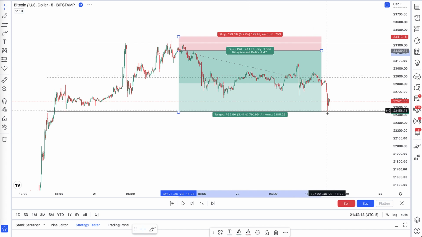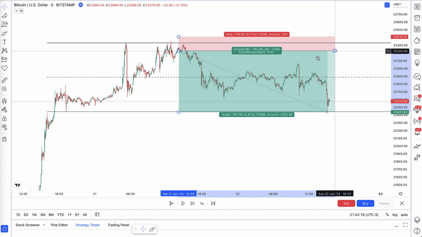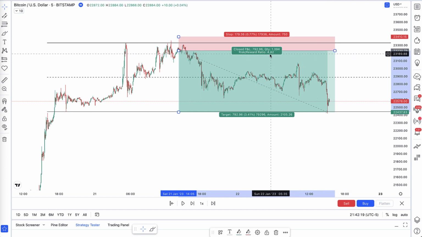So you can see that it perfectly worked out. It swept the lows over here. Our target got hit. And in this case, it was a nice 4.4R, so 4.4%.